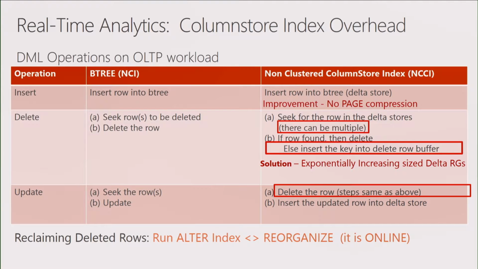And as I mentioned, once you have logically deleted a lot of rows out of a column store, there's a bunch of rows that have the notation either in the bitmap or in the delete buffer that this row is logically deleted. So you want to reclaim that space over time. And that's what you can do with an alter index reorganize. It's an online operation. Again, it's mostly a space savings operation.